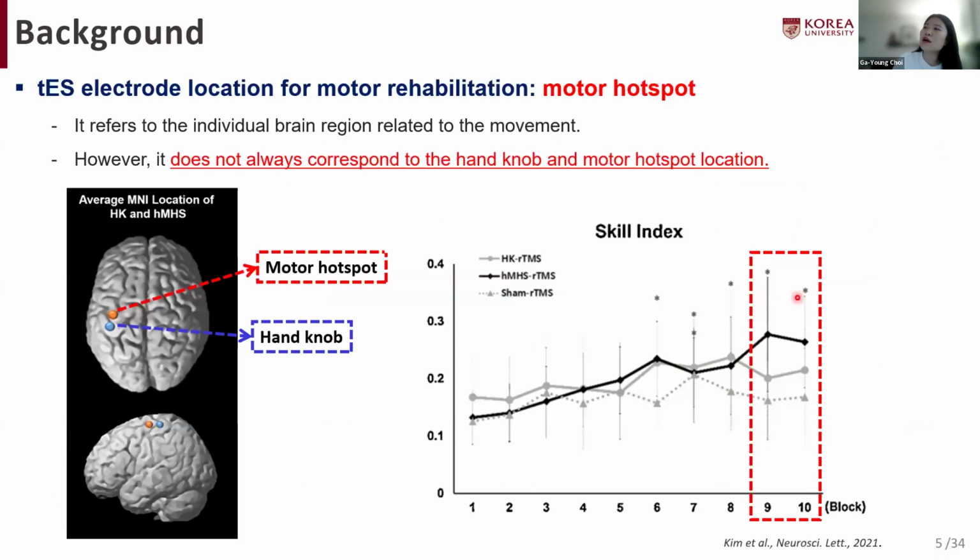By the way, the motor hotspot refers to the specific motor area functionally governing the hand movement. It is typically located anterior or posterior to the hand knob area, as shown here, and its location varies among individuals. Moreover, recent studies based on transcranial magnetic stimulation have demonstrated the importance of precise stimulation of the individual motor hotspot rather than the hand knob area.